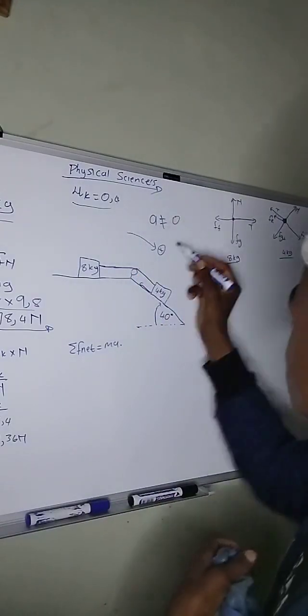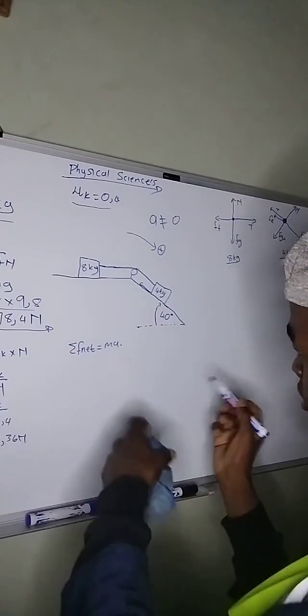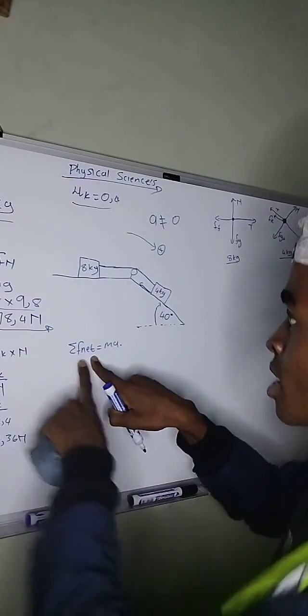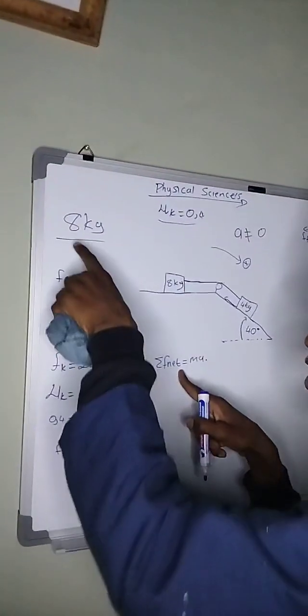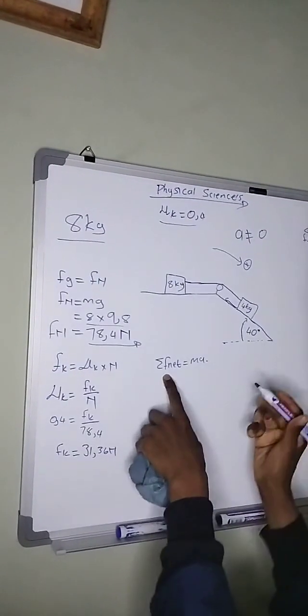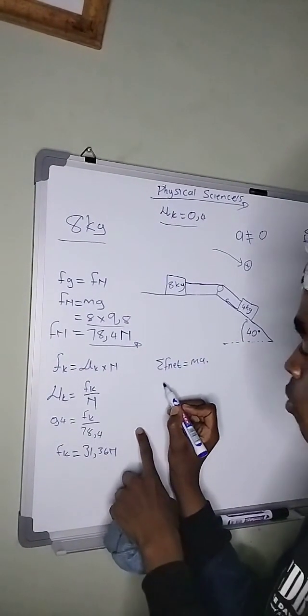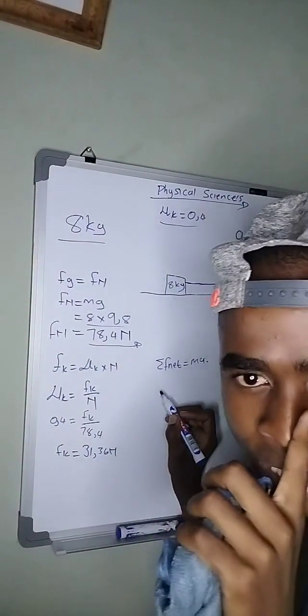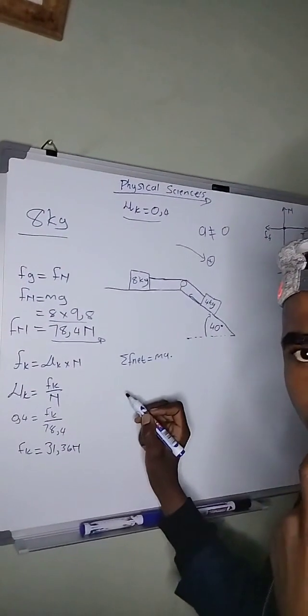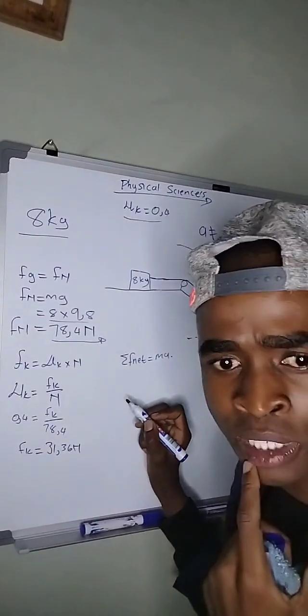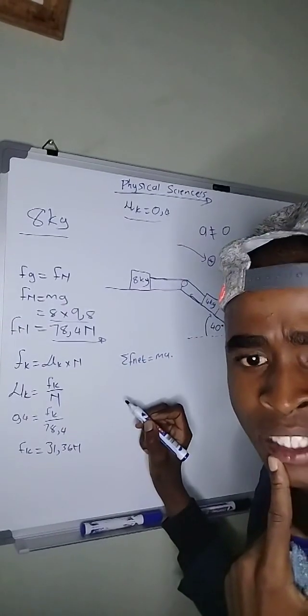We are taking this to be positive. So now, we're still on the 8 kg, right? So now on the Fnet, how will my tension be? Positive or negative? My tension is going to be what? Positive or negative? Tension.